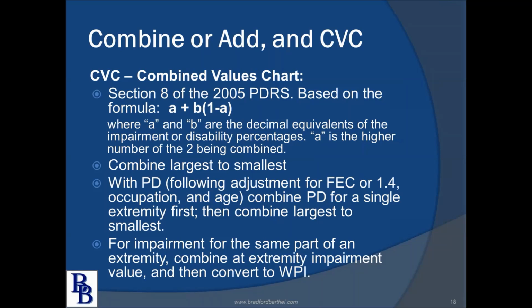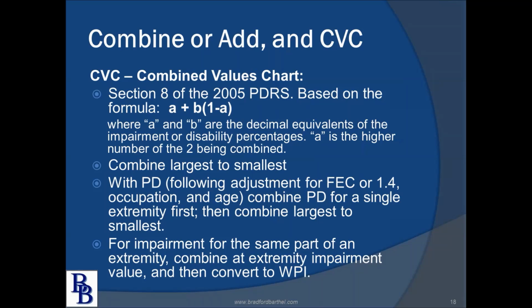So how do we combine? The combined values chart is a nice way to do it. It's section 8 of the Permanent Disability Rating Schedule. There are 3 pages for the combined values chart, and it shows us how to combine. It gives us the actual combined value of any 2 numbers that we would use. It's based on the formula A plus B times 1 minus A, where all those are considered decimal equivalents, and I'll show you what that looks like in a moment.